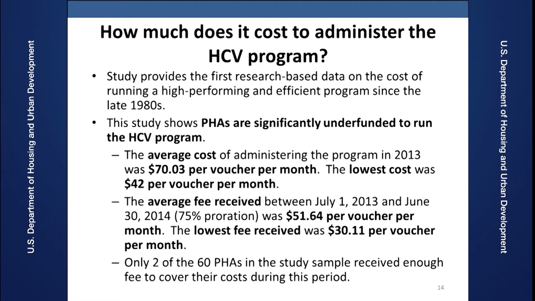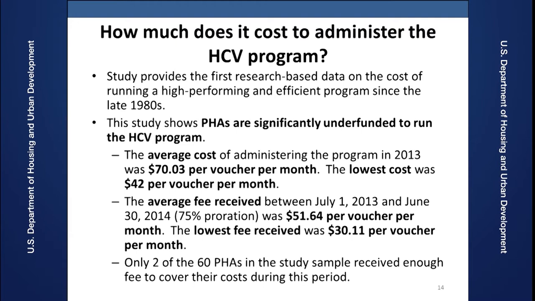So now, how much does it cost to administer the program? The study answers this question. It really provides the first research-based data on the costs of running a high-performing and efficient program. And this is the first research-based information since the late 80s. Prior studies had focused on large urban PHAs as opposed to a broad sample of PHA sizes and market types, and only one study, which was in the late 80s, had measured cost directly. So this study has a rigorous methodology, a range of PHA sizes and locations, the input from our large group of expert and technical reviewers, and its direct time measurement has attempted to correct for the shortfalls of previous studies.